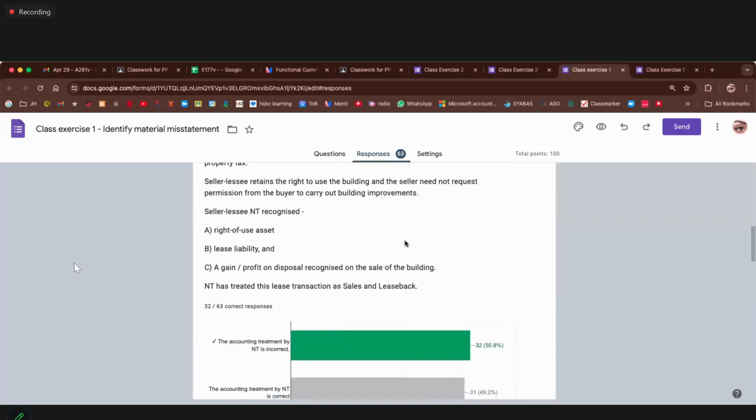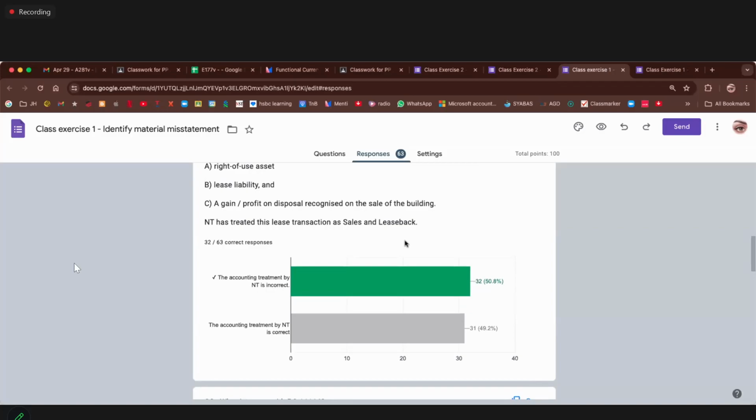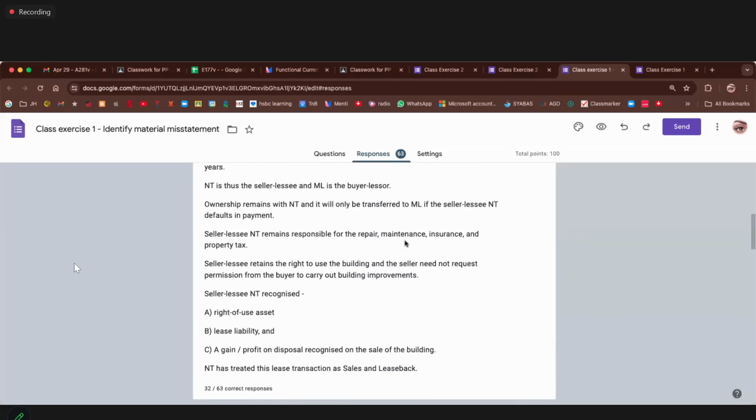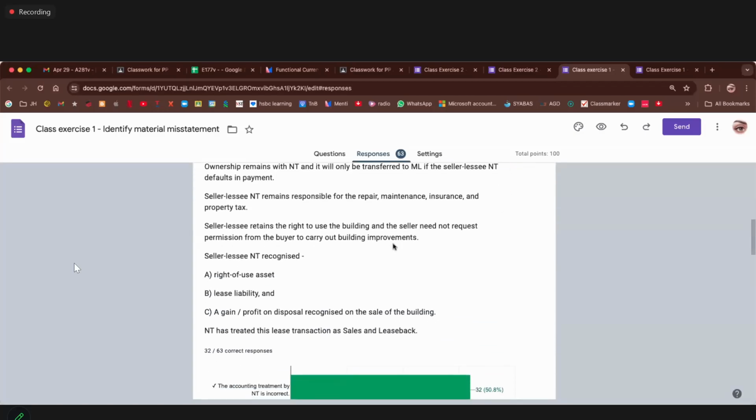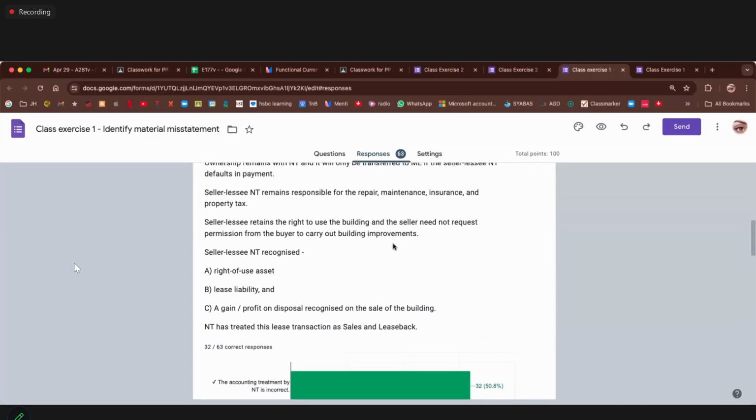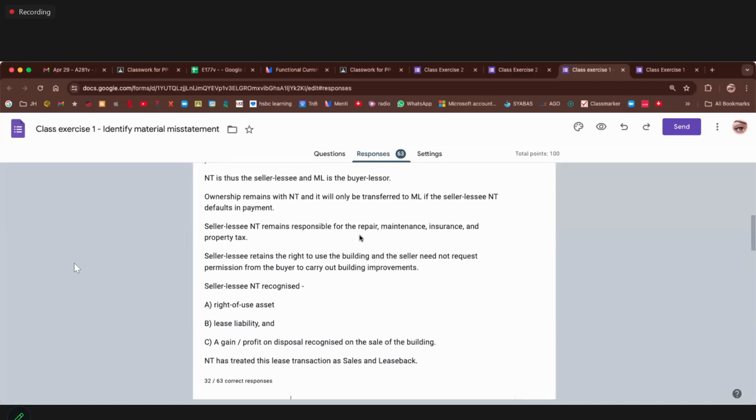So the question is, is this accounting treatment correct or incorrect? You can see that in our class it is half-half. If you look at the first sentence only, it looks like a sale and leaseback. But there are some clues in the whole case study. Number one, nothing changed. The seller used the asset as usual. There is no transfer of ownership. It only needs to be transferred if they default in payment.